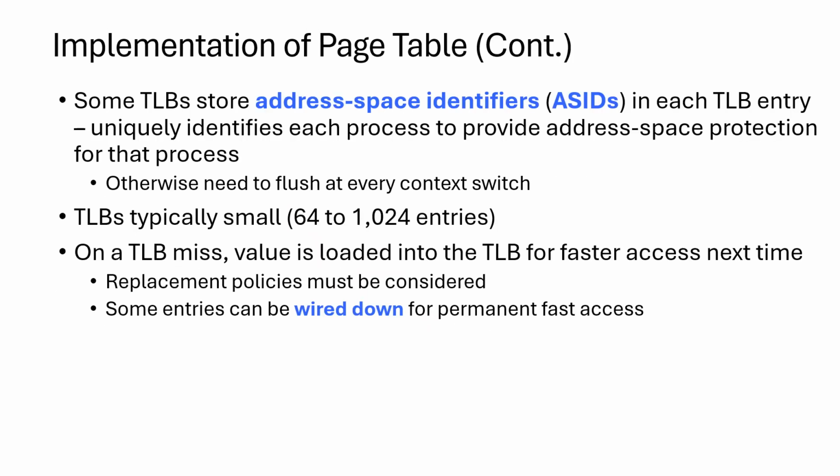Some TLBs store address space identifiers, like an ASID, in each TLB entry. It uniquely identifies each process to provide address space protection for that process. The TLB is typically small when compared to the page table, with 64 to 1024 entries. If a TLB miss occurs, the value is loaded into the TLB for faster access next time. Replacement policies are considered for this loading of data into the TLB. Some entries can be wired down for permanent access.